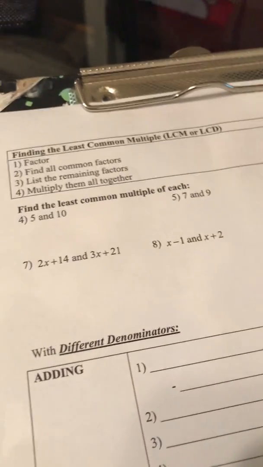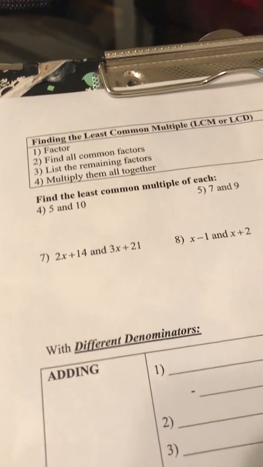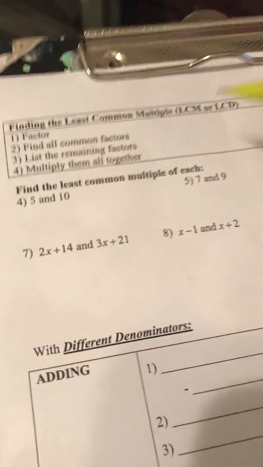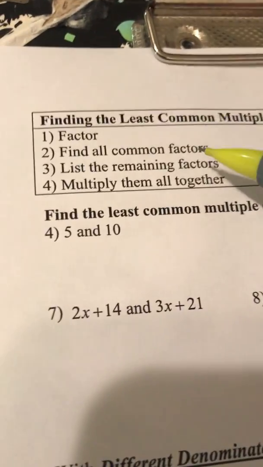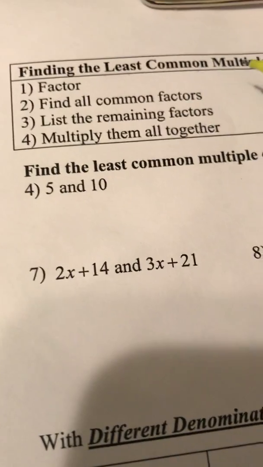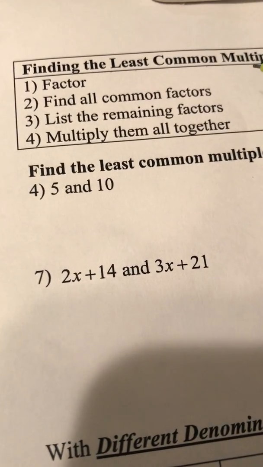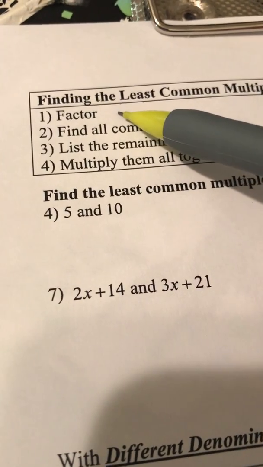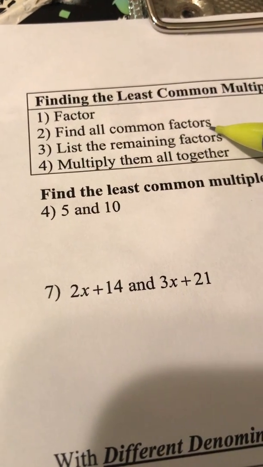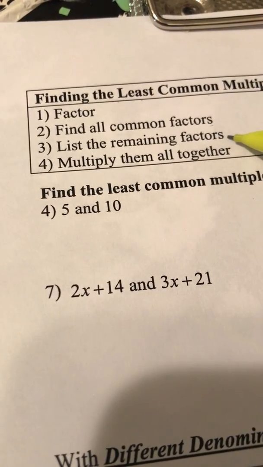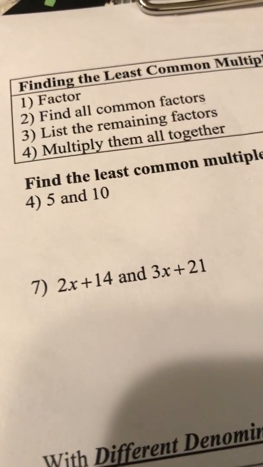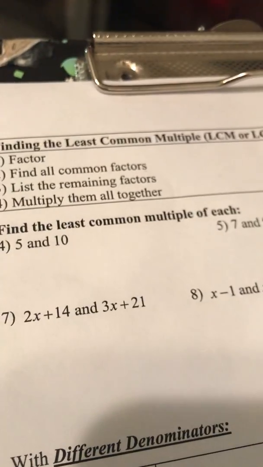So part 2, finding the least common multiple, or LCD. There are 4 steps for this, and it's really basic, but it's so helpful, especially when we get to binomials and polynomials. Number 1, factor it completely. Find all the common factors and cross them out. List the remaining factors and multiply them together, and that is what you need. That is going to be your LCD, LCM.